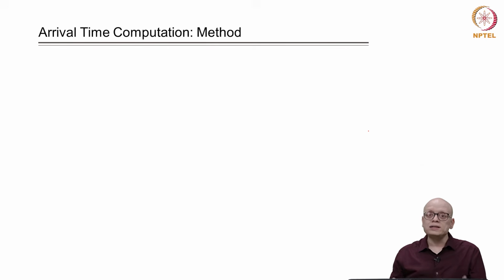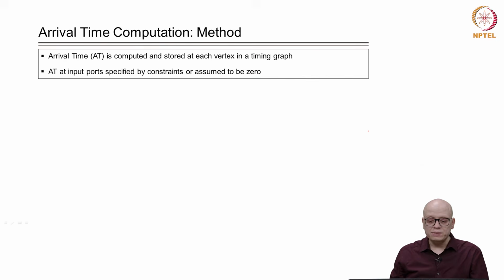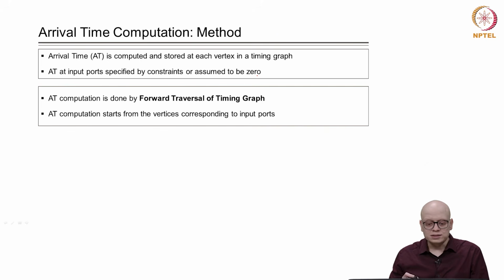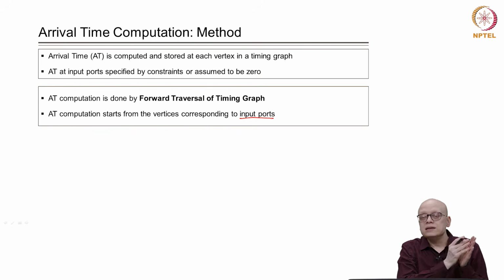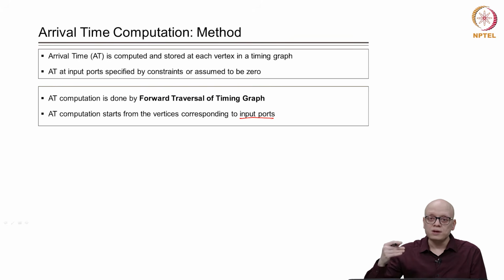Now, how do we do it in a timing graph? The arrival time is computed and stored at each vertex in a timing graph. The arrival time at the input ports is specified by the constraints, that is the SDC file, or it is assumed to be 0 by the tool. Then the arrival time is computed by a forward traversal of the timing graph. We start the computation from the input ports, proceed in the fan out of the timing graph, and go on computing the arrival time.